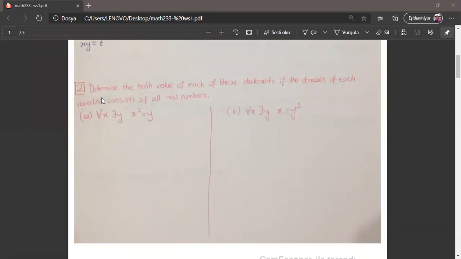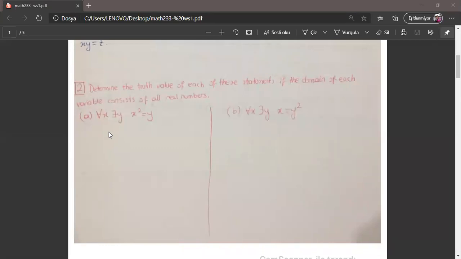So let's see the second one. Now we'll determine the truth value of the statements. Let's start with this. Again, the domain is real numbers. It means you can pick the values for the variables here from real numbers. For that, we will determine if it's true or not.